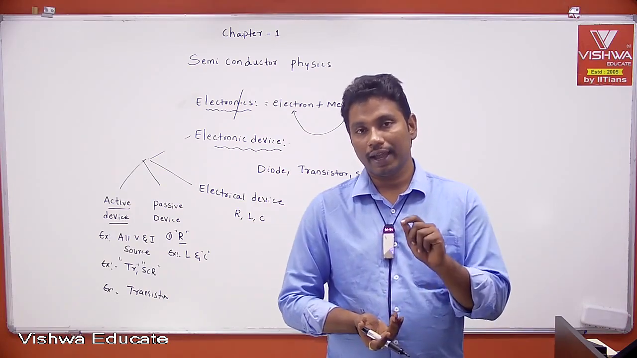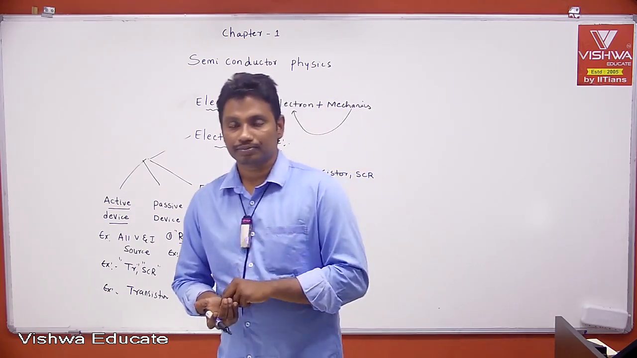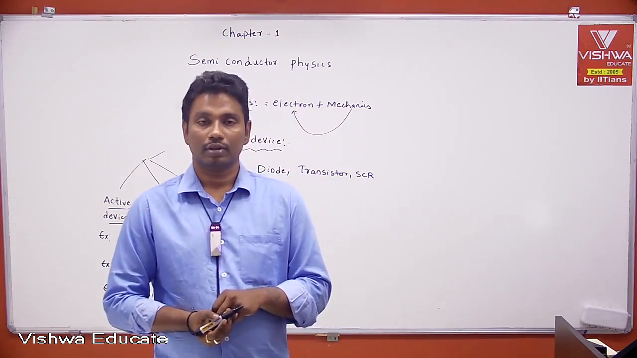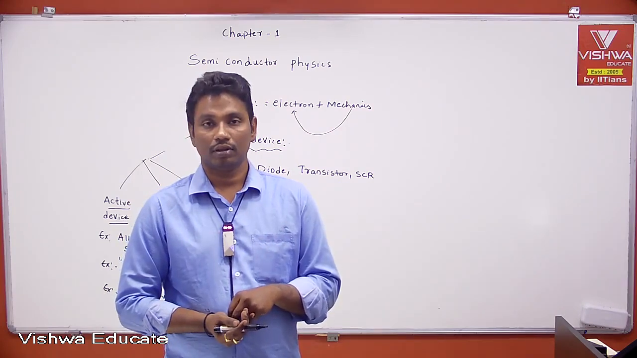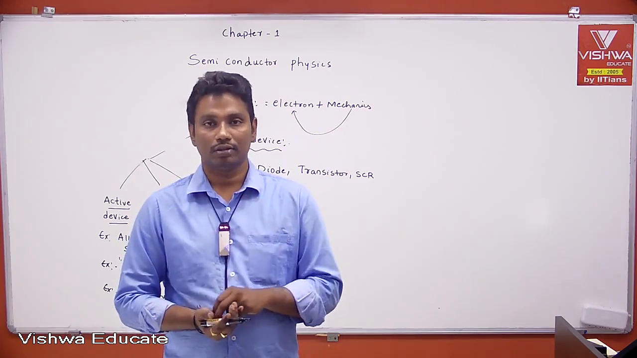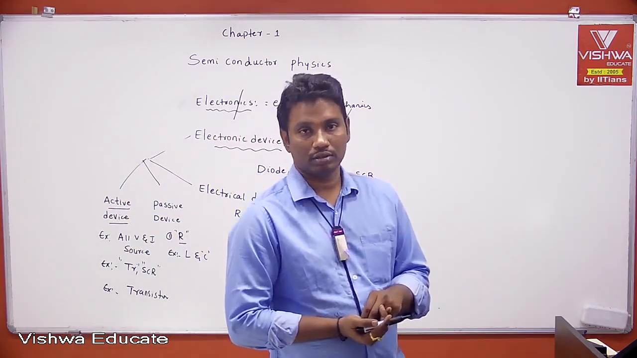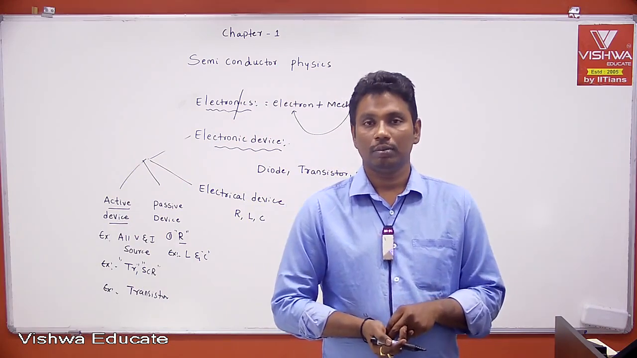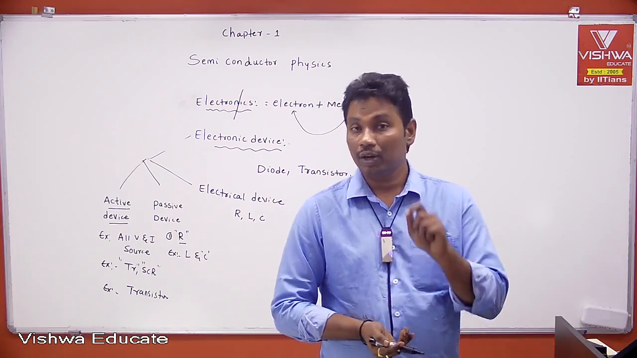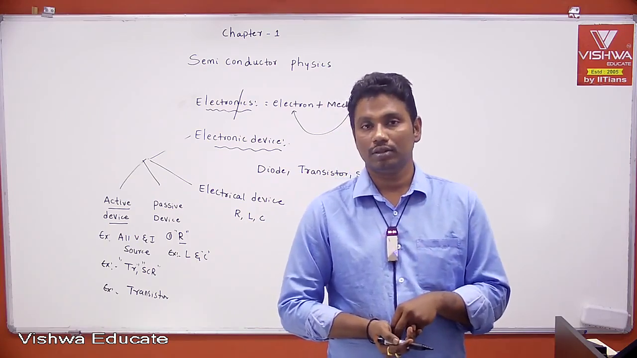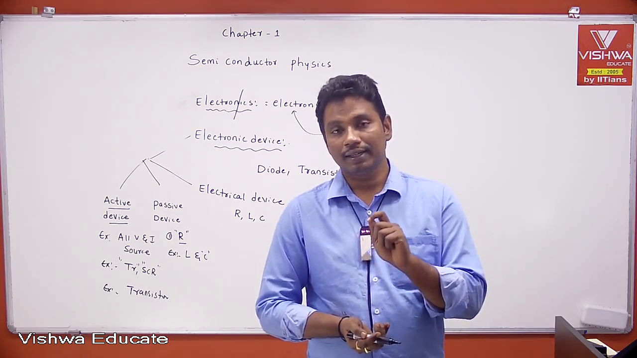Right. Example: transistor, SCR. Right. And next one, note: a diode also acts as a switch, but it cannot be preferred as a switch, because it does not contain a third terminal.